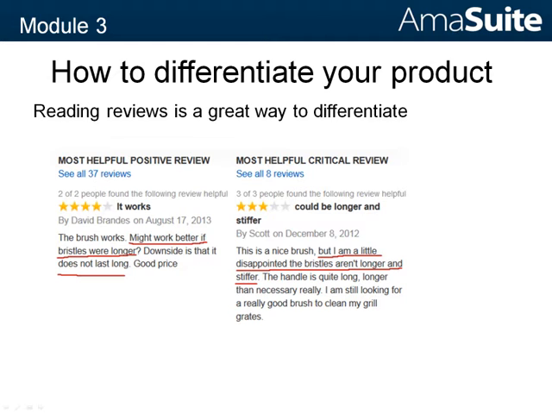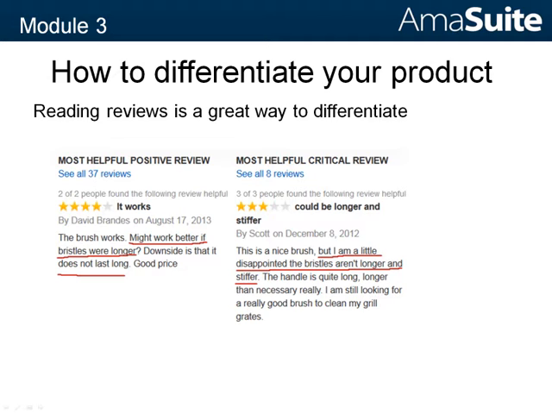So again, reading more reviews for this product. It says the brush works. It might work better if the bristles were longer. Downside is that it does not last long. Another person saying, I'm a little disappointed the bristles aren't longer and stiffer. So those are 2 elements right there that you can think about when you're getting into the product mode of finding a supplier. So you might say, okay, I want to find a barbecue grill brush with longer bristles.